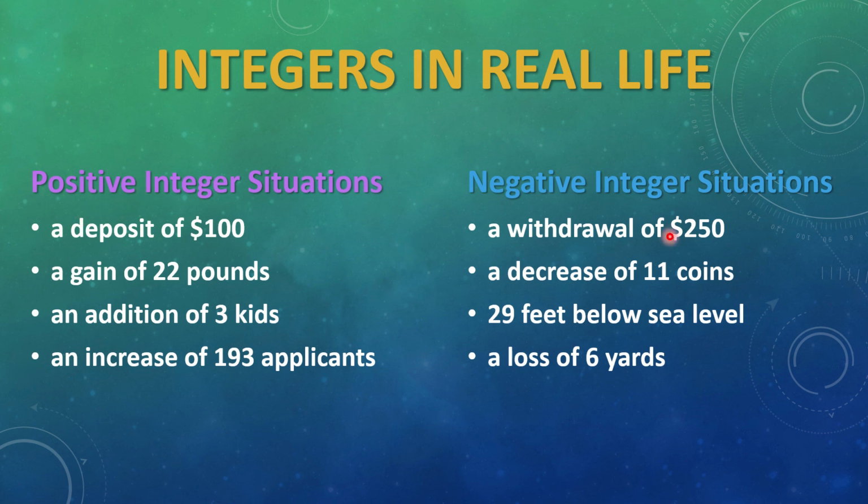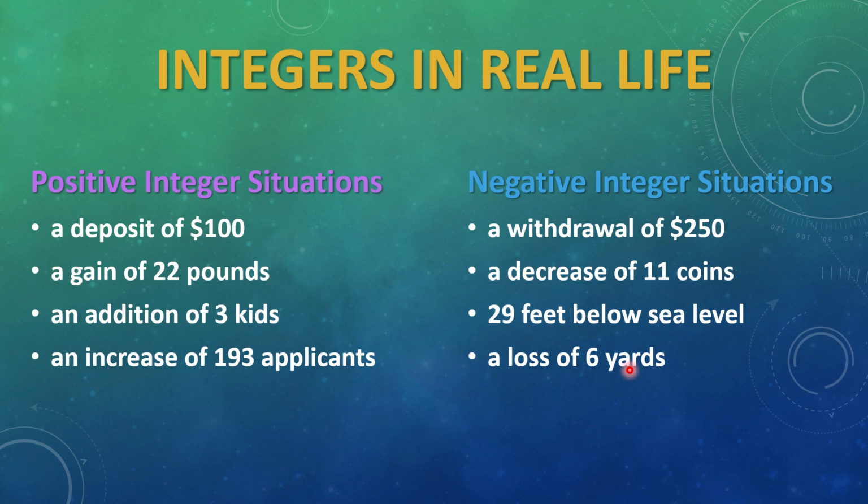Now, let's talk about some negative integer situations. A withdrawal of $250. So I'm taking out $250. A decrease of 11 coins. 29 feet below sea level. So sea level is 0. Like, we're not going up, we're not going down. It's just sea level is 0. So if I go 29 feet below, that's a negative integer situation.